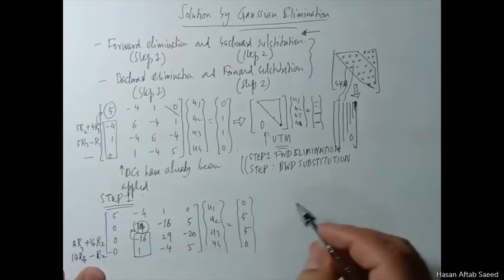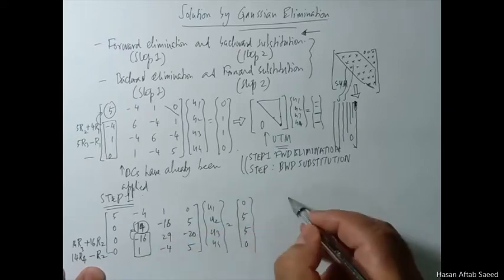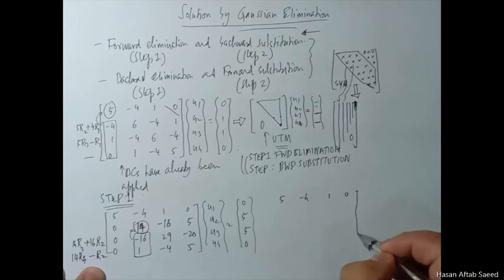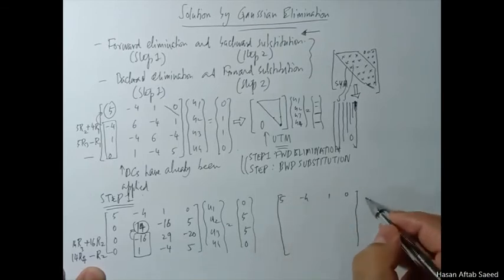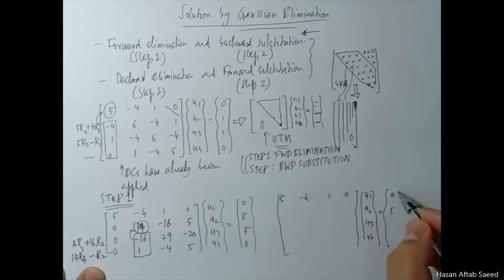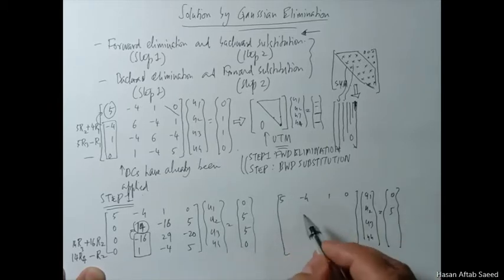So the next sub-step, in this case, 5 minus 4, 1, 0, 0, U1, U2, U3, U4. The first two rows come unchanged.